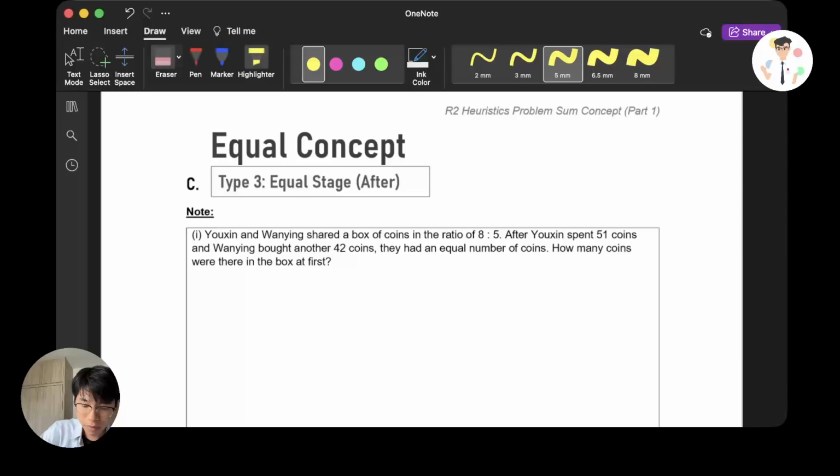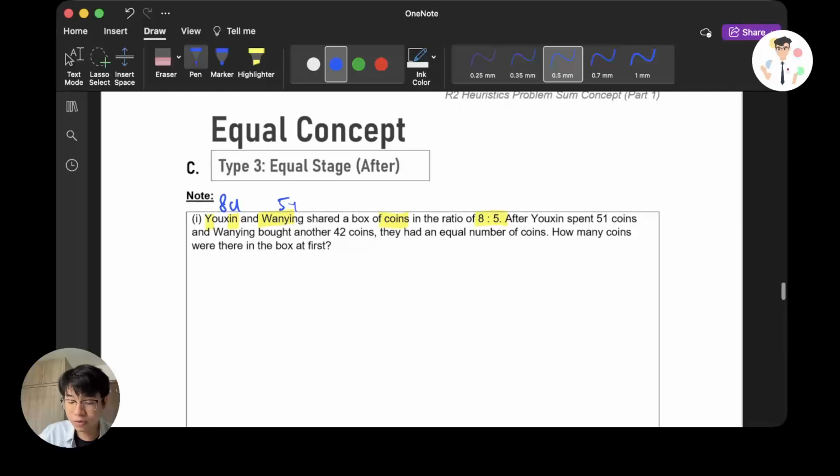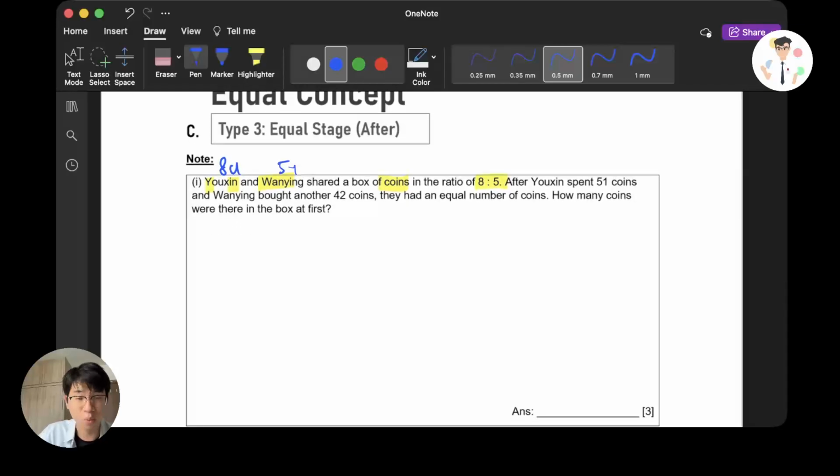Yu Xin and Wan Ying share a box of coins in the ratio of 8 to 5. Now again, this is saying what? Coins in the ratio of 8 to 5, and that basically means this is 8 units and this is 5 units. Here it says, after Yu Xin spent 51 coins and Wan Ying bought 42 coins, they had an equal number of coins. So how many coins were there in the box at first?